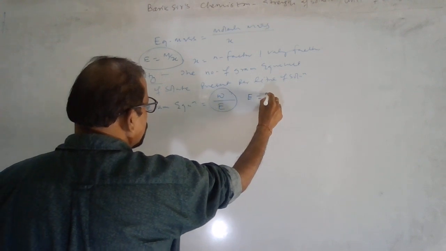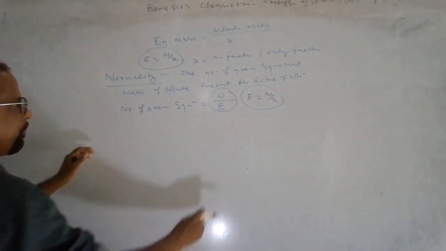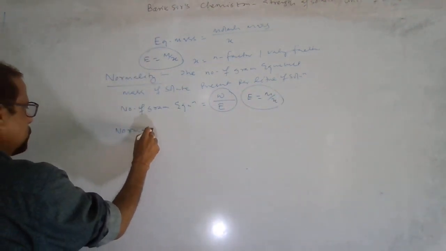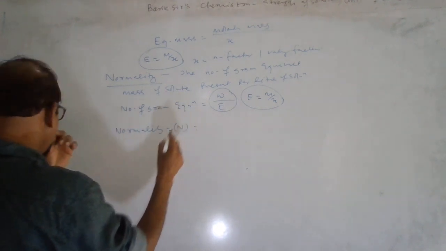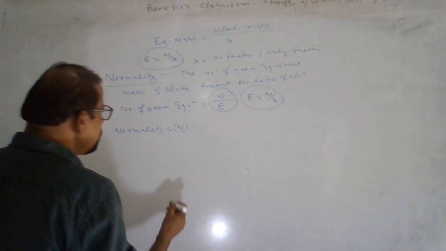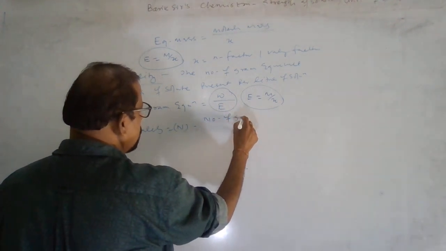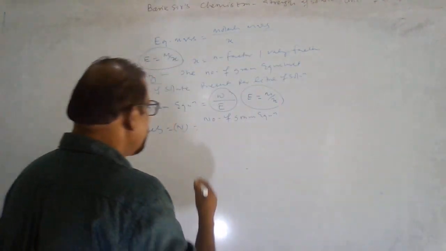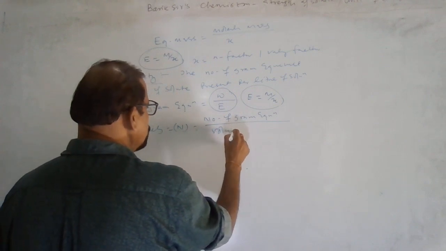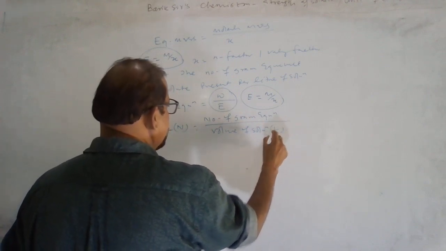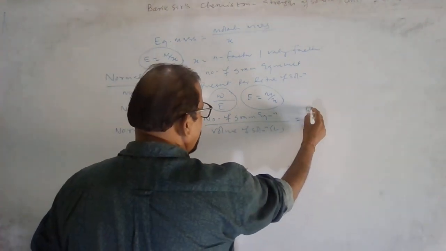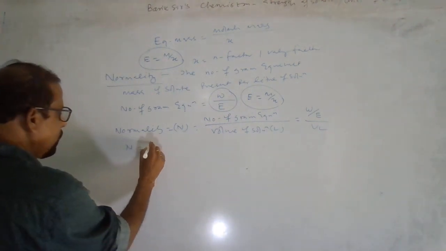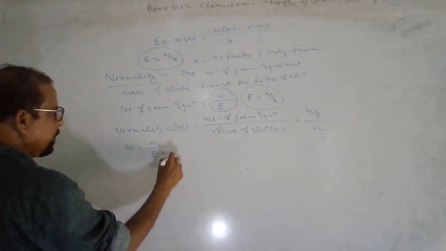And you know the equivalent mass is equal to the molecular mass by X, where X is the valency factor or n factor. The normality is represented by capital N. Normality is equal to the number of gram equivalent by the volume of solution in liter. So the number of gram equivalent is W by E, and the volume is in liter. So normality is equal to W by equivalent mass in the volume in liter.